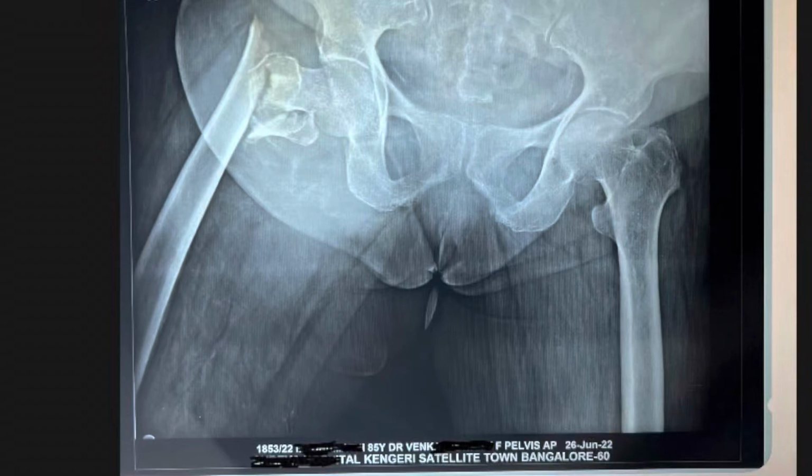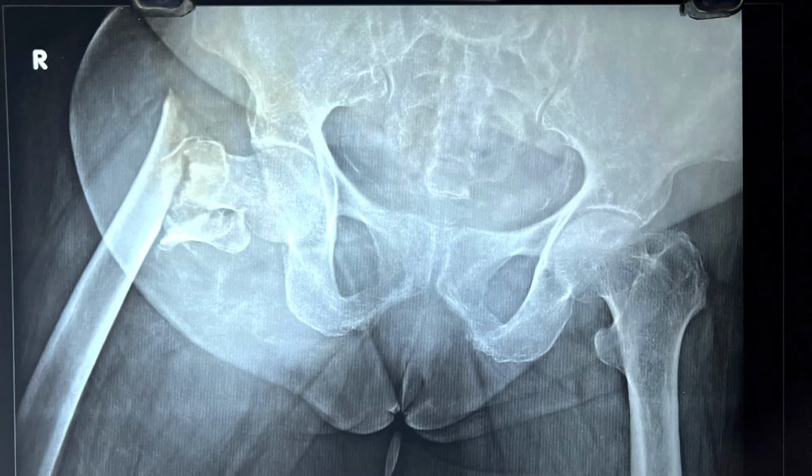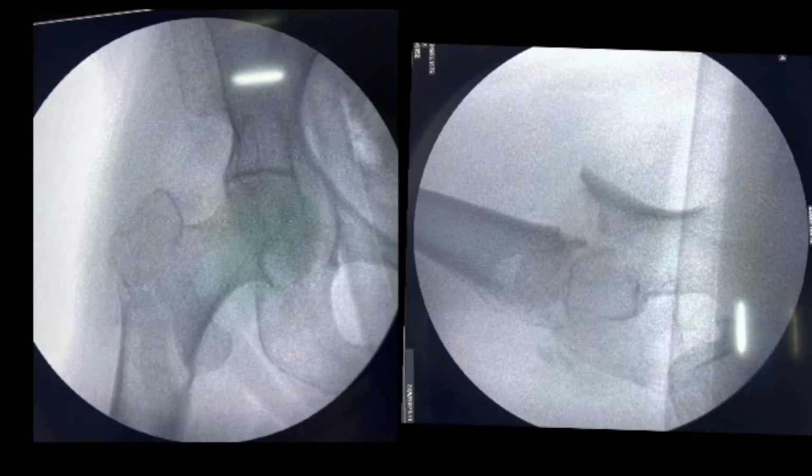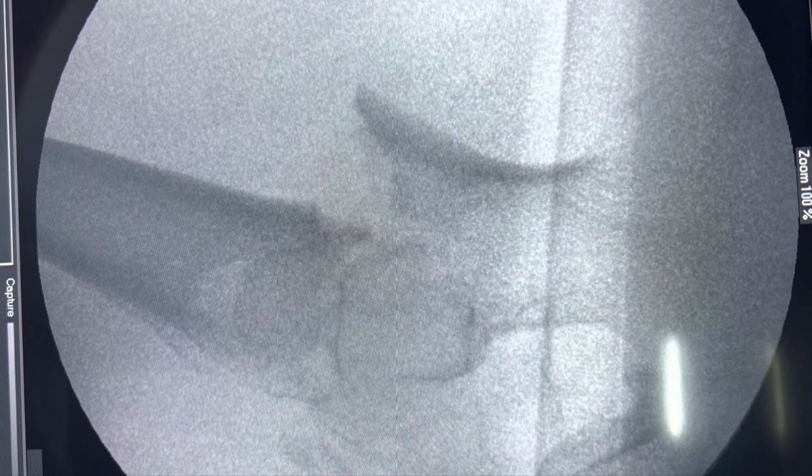This is a case of displaced comminuted intertrochanteric fracture in an 85-year-old lady. After giving anesthesia over the fracture table, closed reduction of the fracture was done by giving traction, external rotation and abduction. In anteroposterior view, reduction looks good, but in lateral view, there are two displacements.